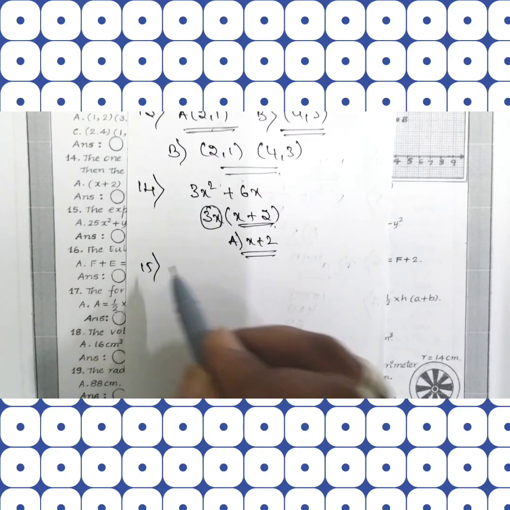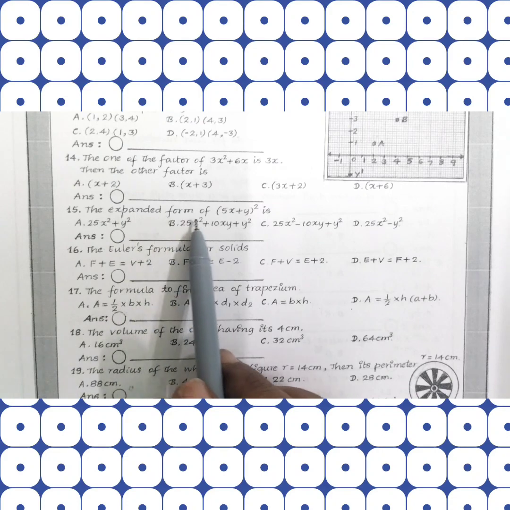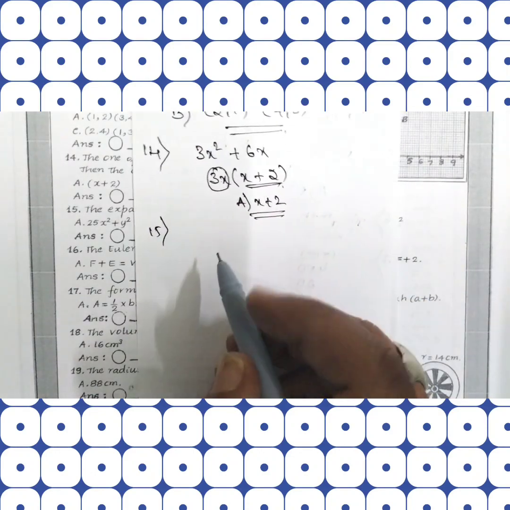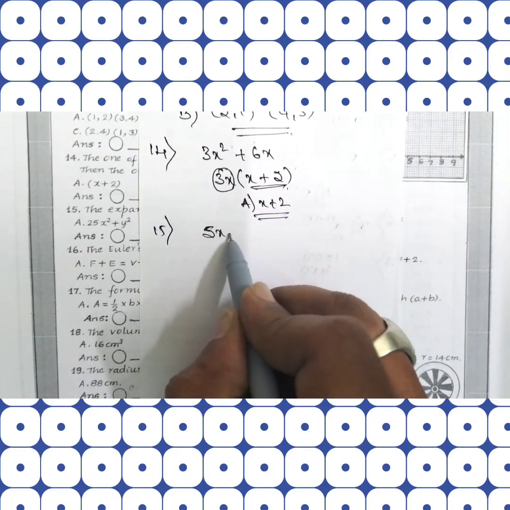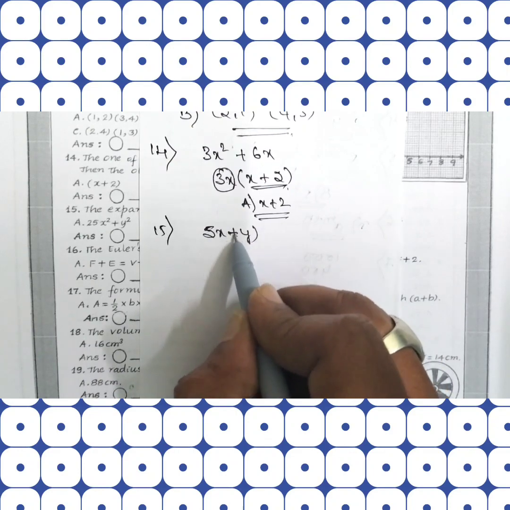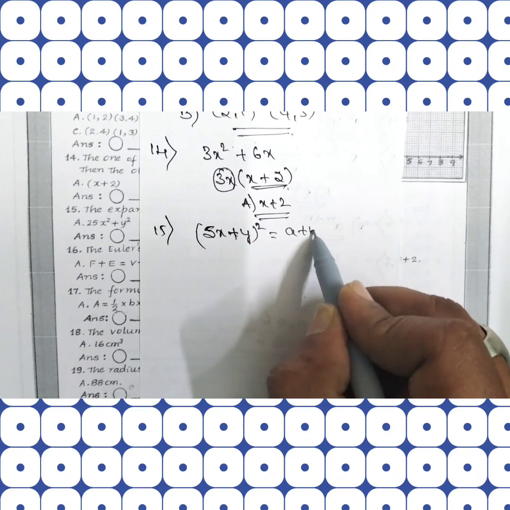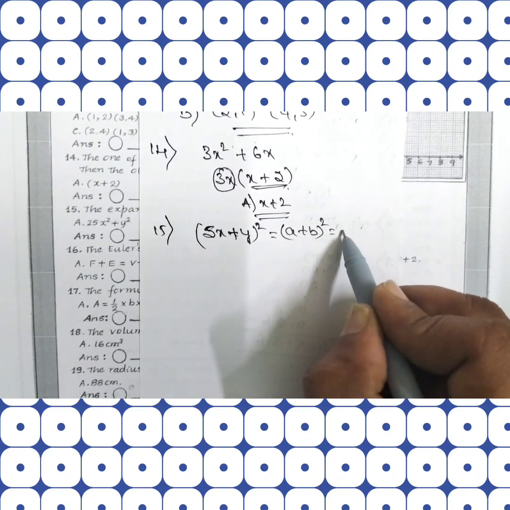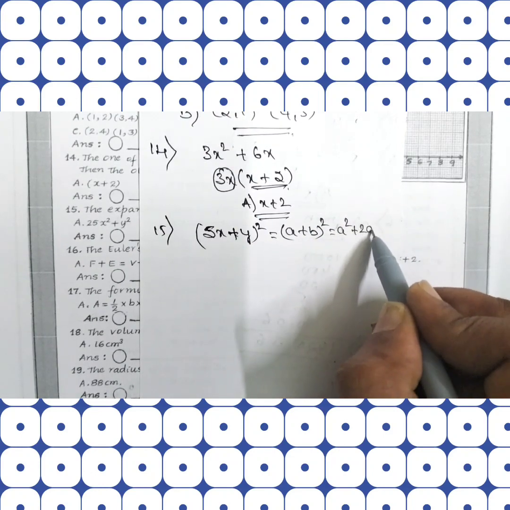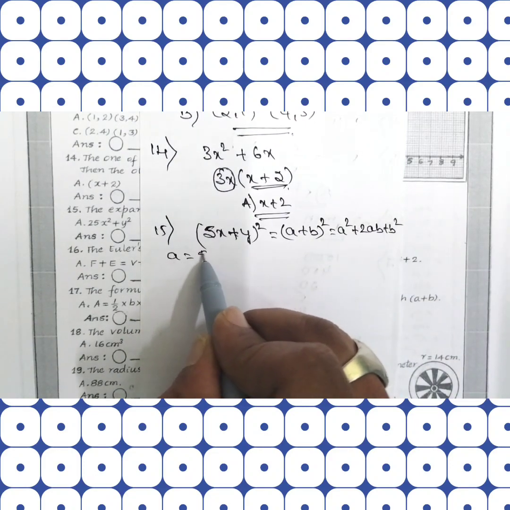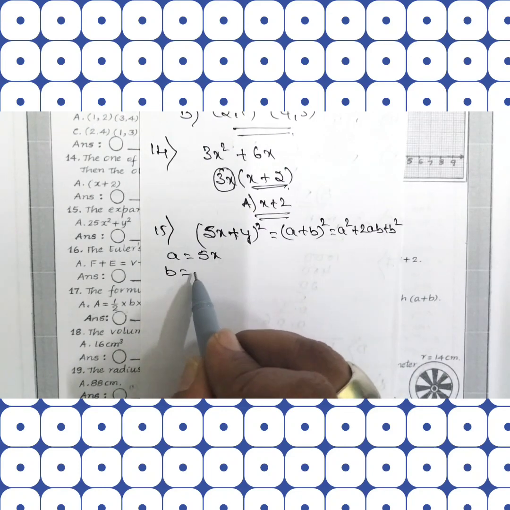Now let us move to the 15th question. The 15th question is: the expanded form of 5x plus y whole square is? So now let us answer this question. 5x plus y whole square is in the form of a plus b whole square, which is equal to a square plus 2ab plus b square. Here in place of a, 5x is there, in place of b, y is there.